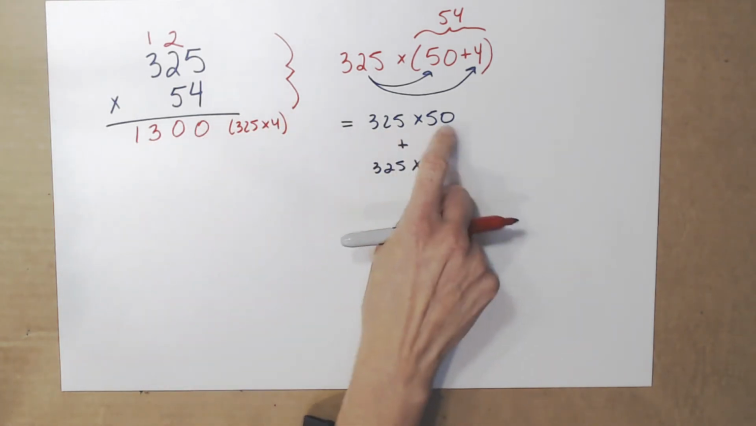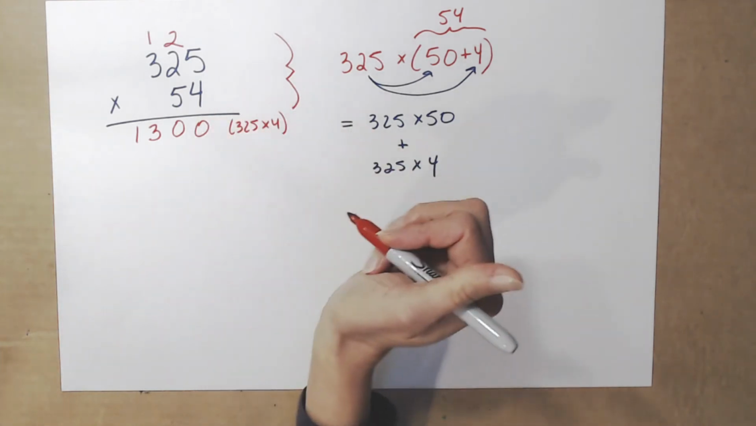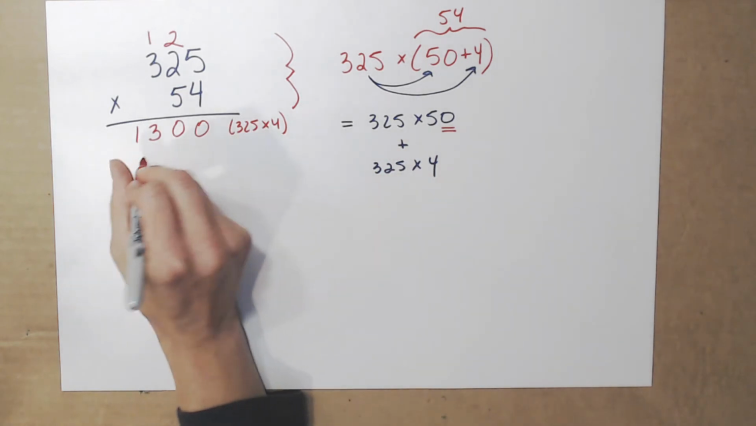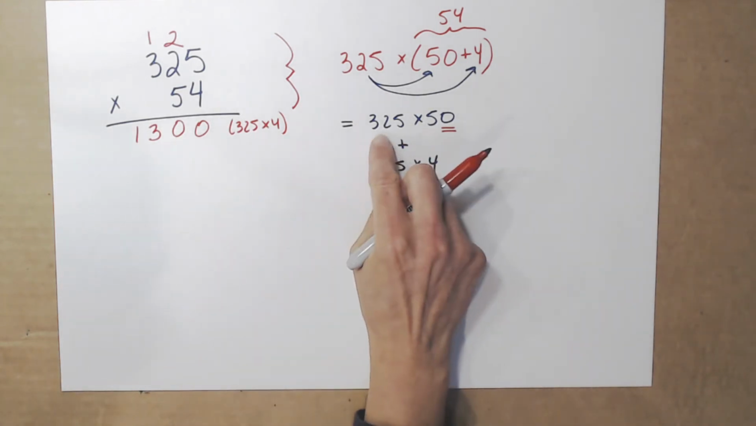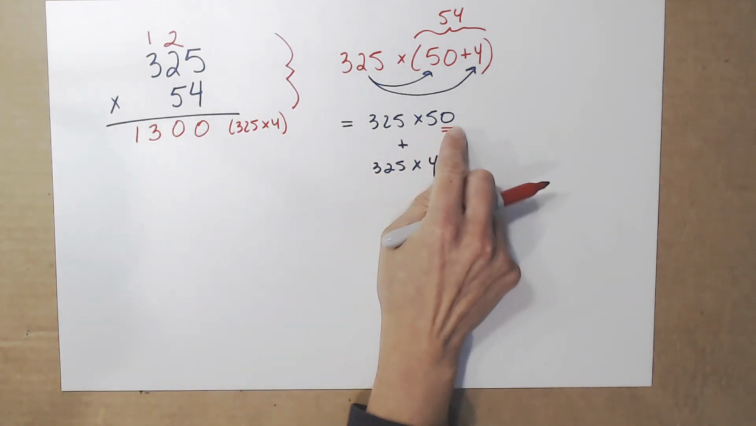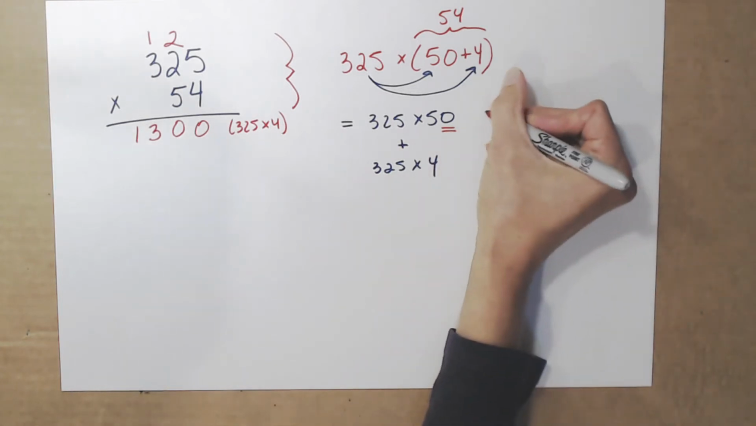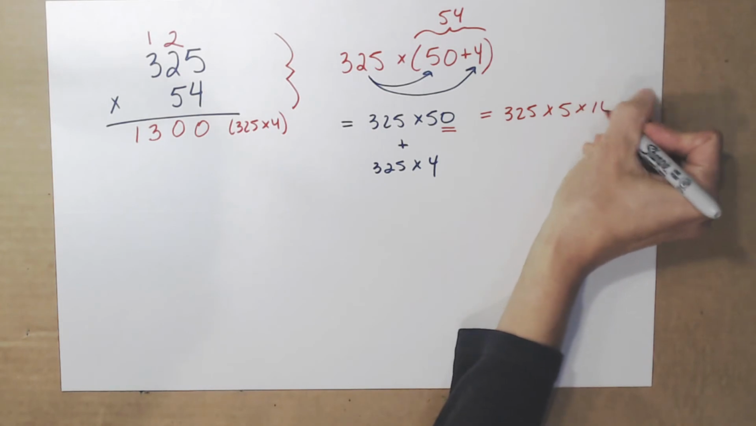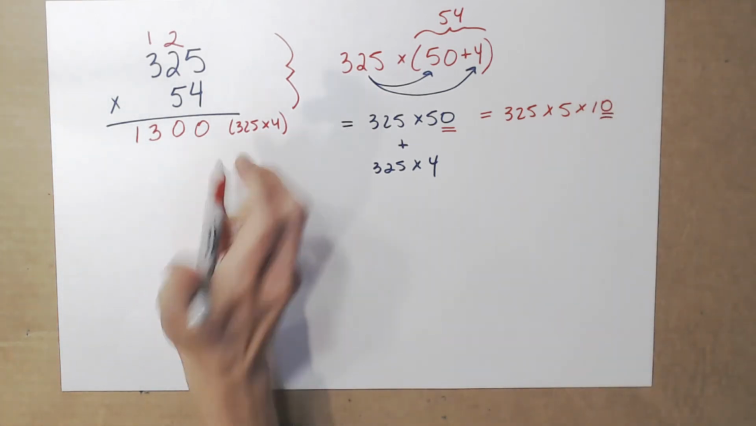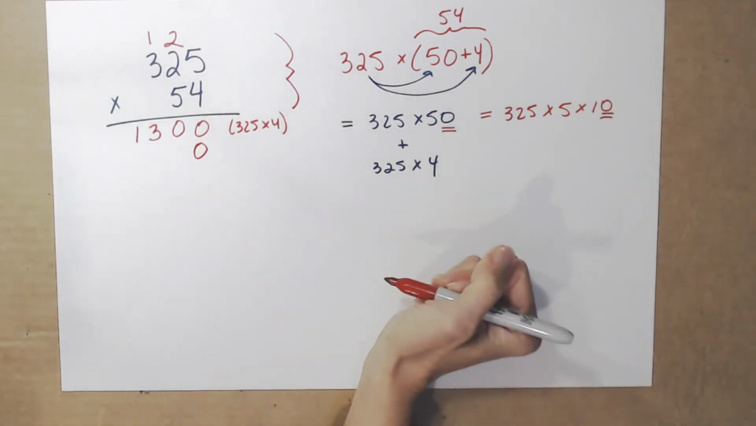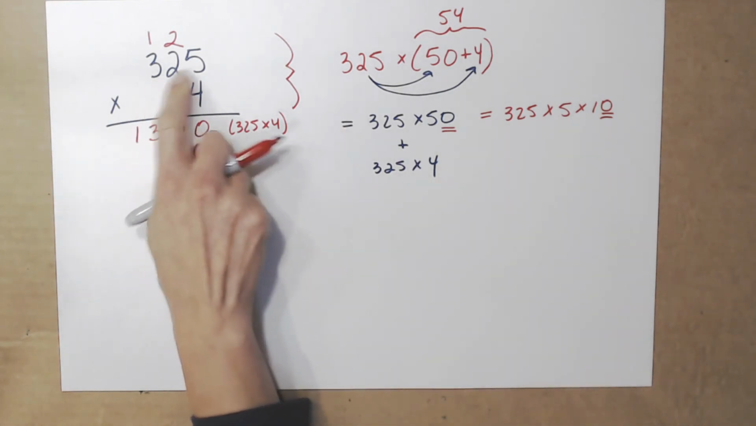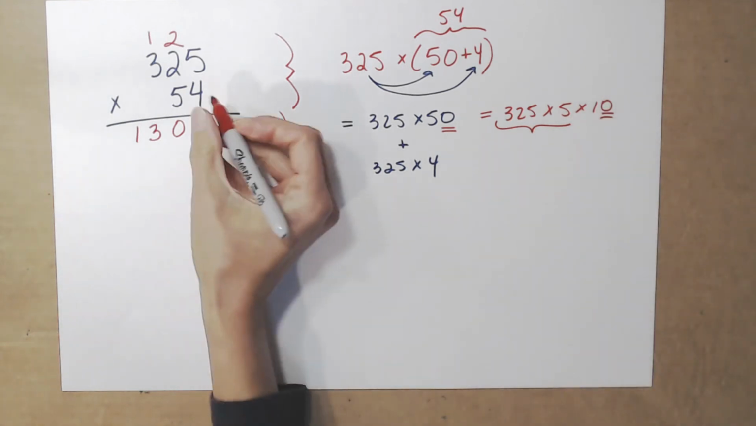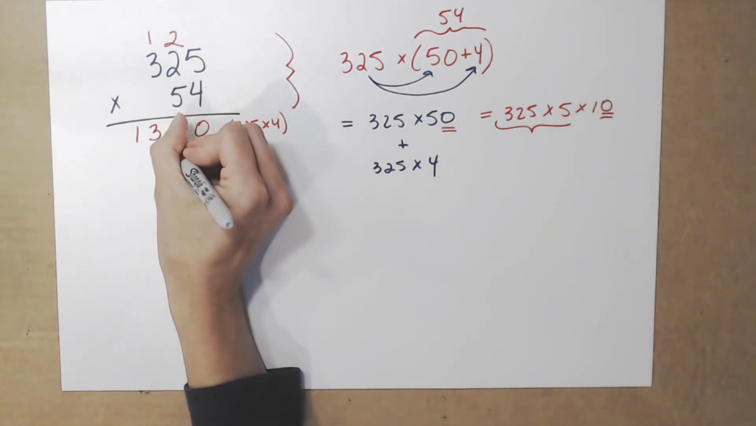Now we need to do the 325 times 50. So here's where we think we're multiplying by 50, so our number is going to end in a 0, because this is really 325 times 5 times 10. I'm going to write that here. So if we're multiplying by 10, our number is going to end in a 0. So now we just do the 325 times 5. Right? We do this part. So 5 times 5 is 25.